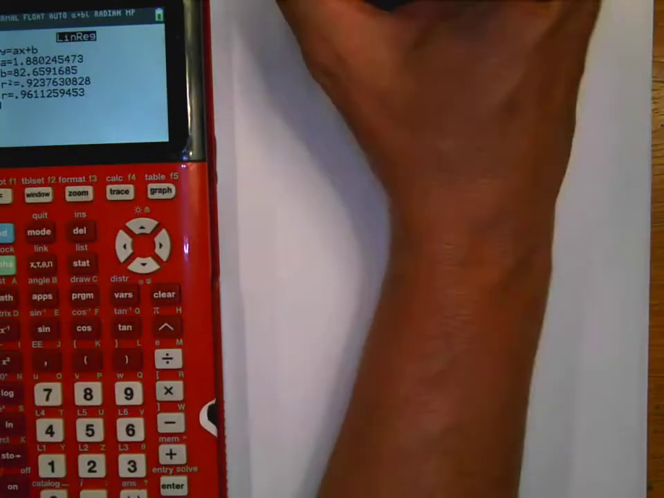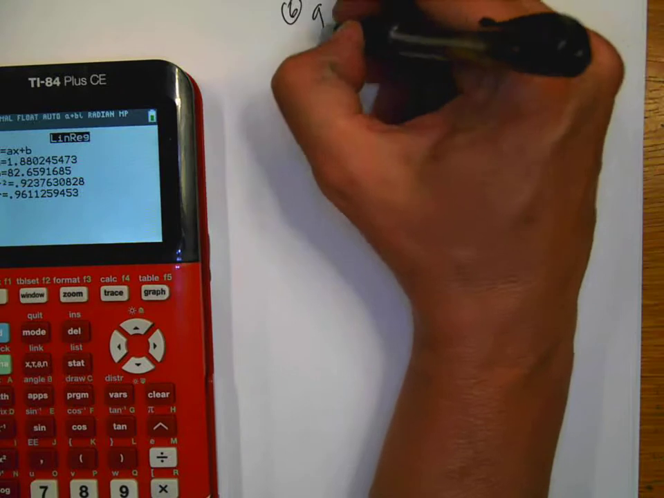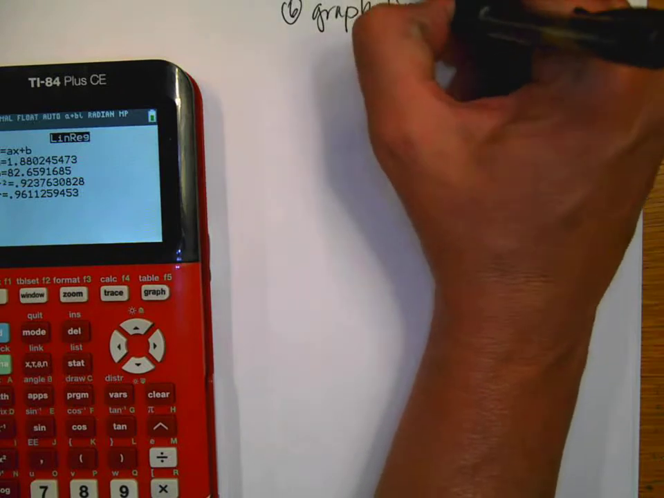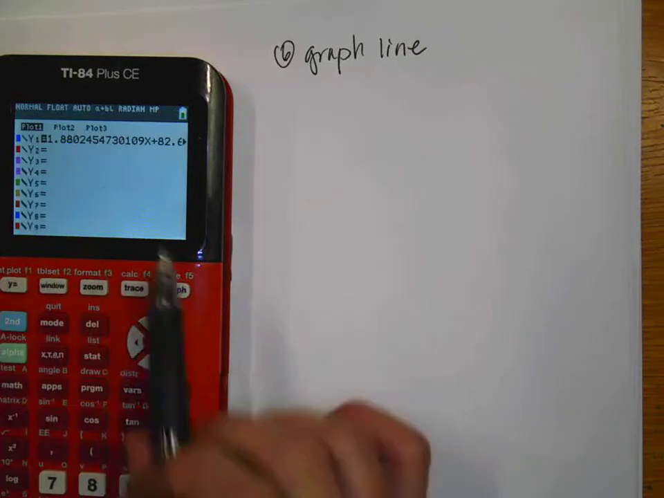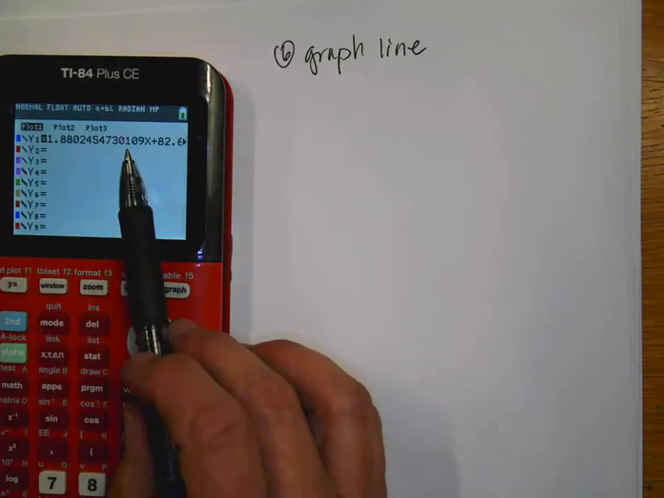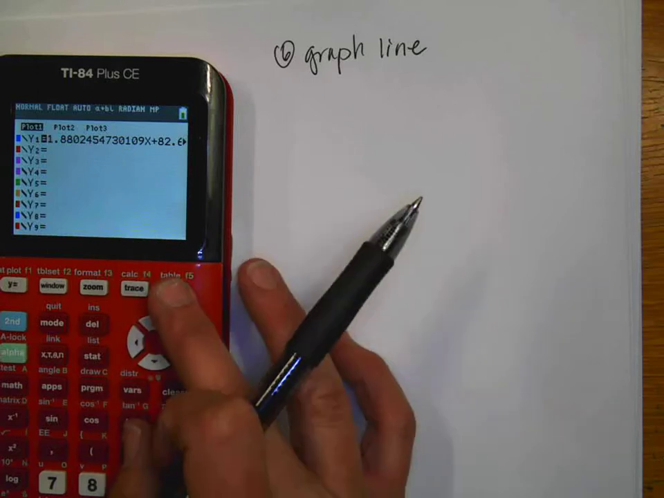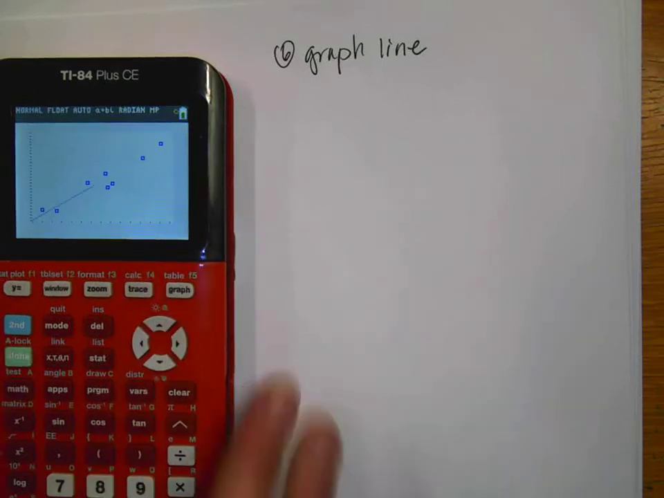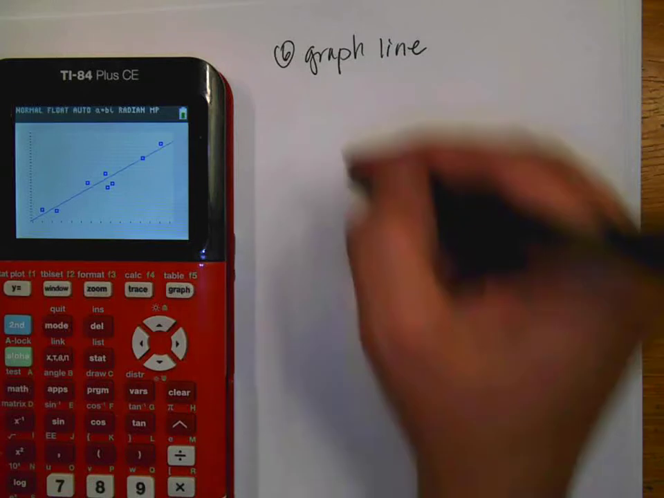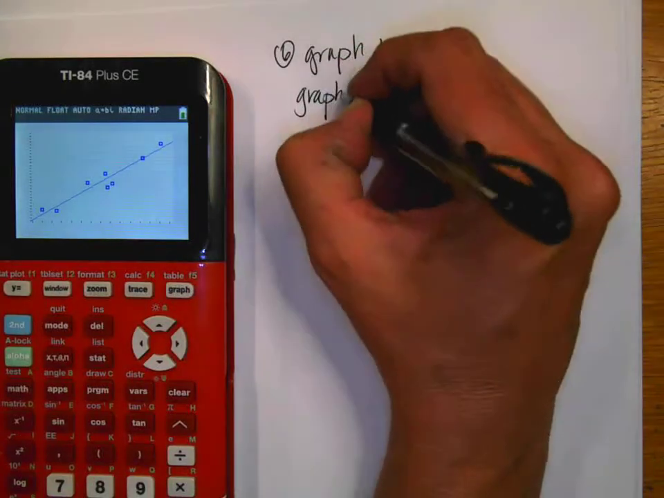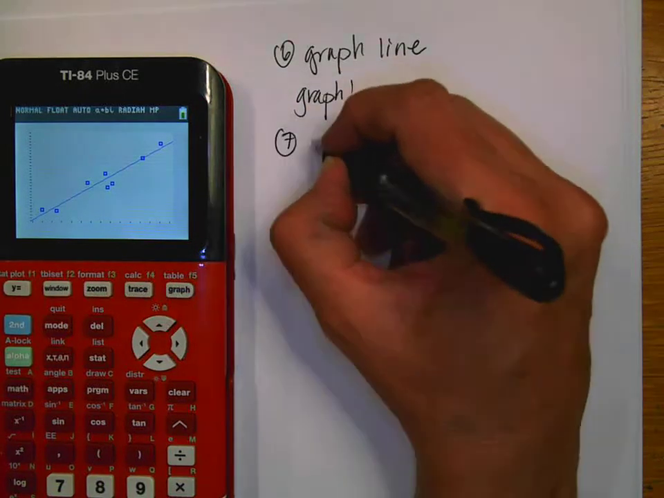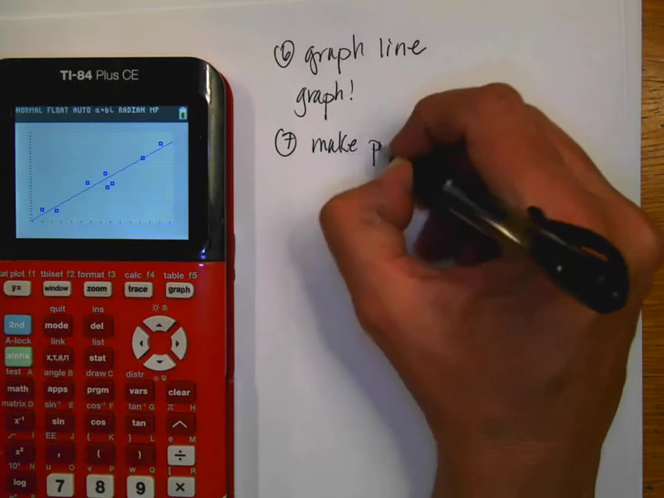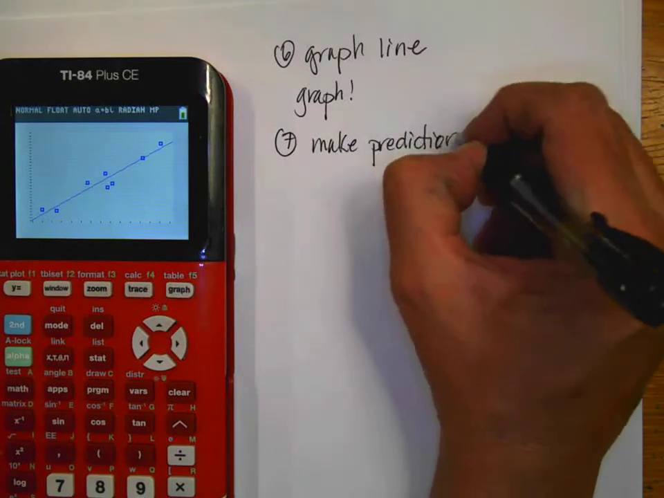Okay? All right. So now what we're going to do, and I need to go to a different sheet of paper. So now step 6 is we are going to graph our line. Okay? So now I'm going to go to my Y equals. There's the equation. Don't mess with it. Don't truncate it. Don't do anything else. And I'm going to say graph. So now my grapher is just graphing my handy dandy line. Woohoo! All right. So now what I want to do is make predictions.